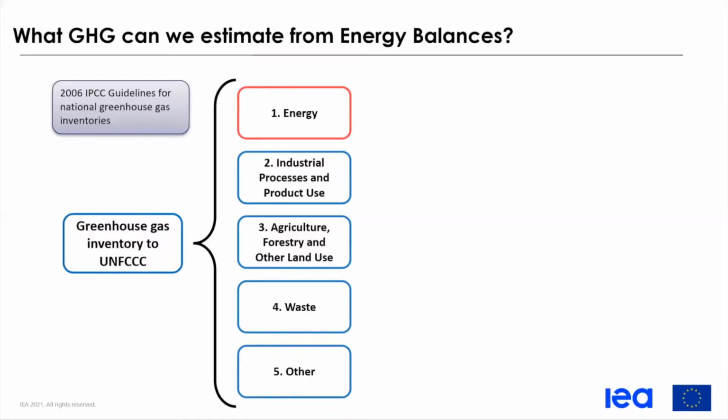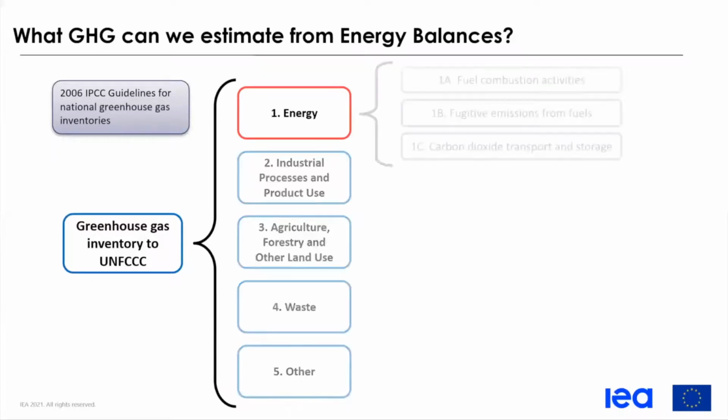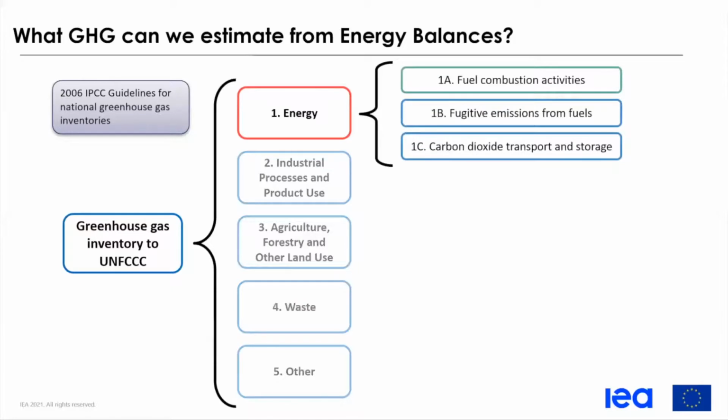It's important to note that according to the IPCC guidelines, countries report their emissions under 5 different categories, as listed on the page. IEA deals with category 1, which corresponds to energy-related emissions only. Moreover, the energy-related emissions are divided in 3 subcategories under the guidelines. And the IEA estimates cover category 1A, which corresponds to the CO2 emissions resulting from fuel combustion only.